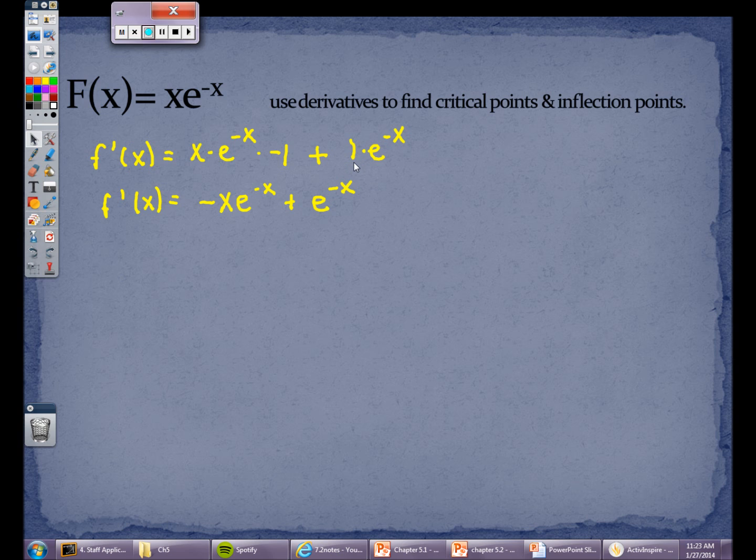And now I'm going to factor out a 1 minus x. So I pulled the negative x off of the front of e to the negative x, and the 1, so I could write this as 1 minus x, all that times e to the negative x. And now I want to know, when is the first derivative 0 or undefined? That's going to give me my critical points.